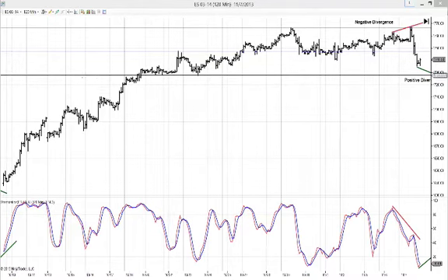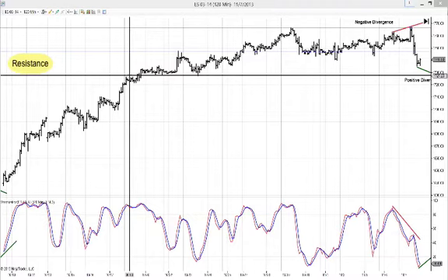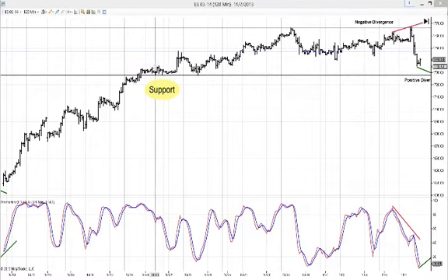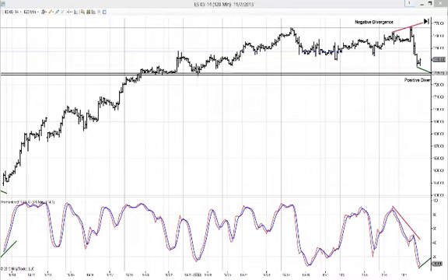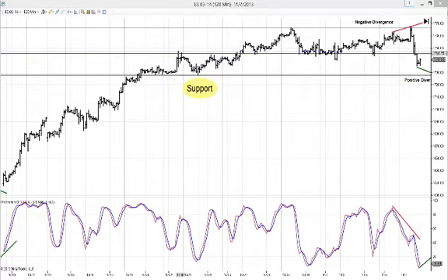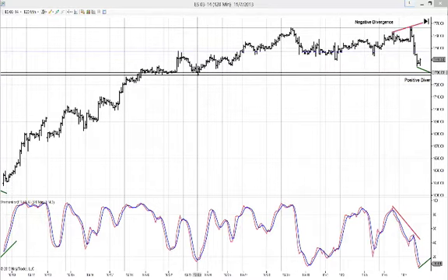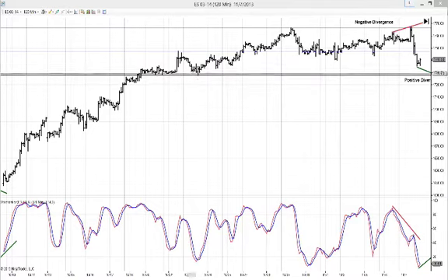You probably remember we traced this line here to identify this as a potential resistance, and we discovered that soon thereafter it turned into support right here. When it was penetrated, it turned into support. It went to the next area of resistance, and when it came back to that support.